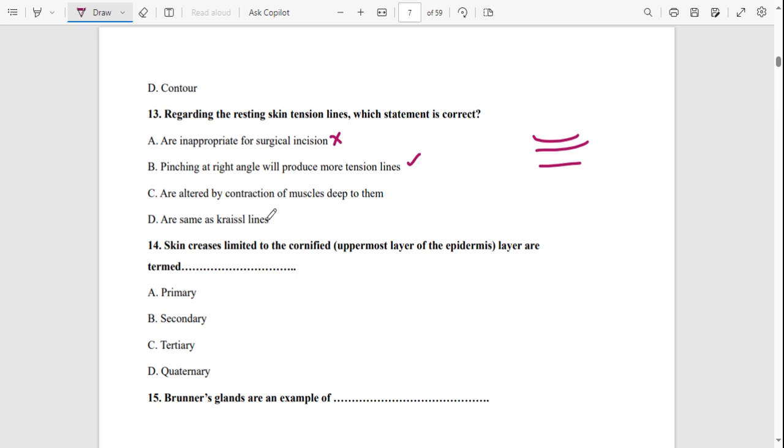Are the same as cranial lines? That is not true. So the answer here, which one is correct? It's going to be this one.